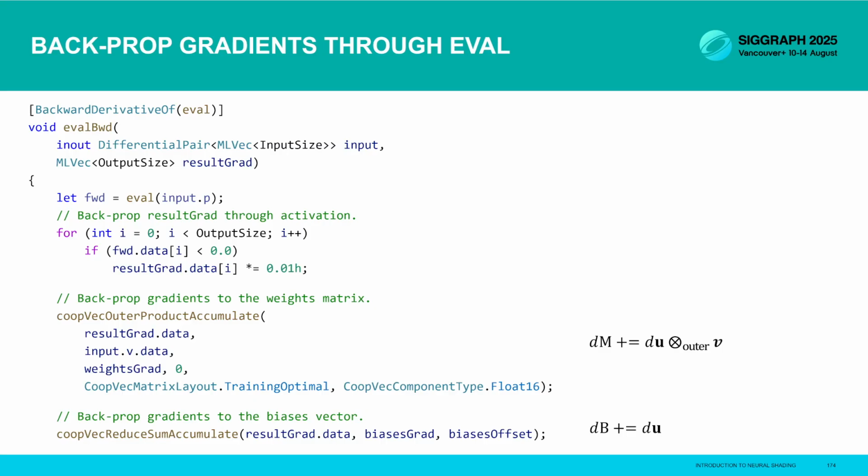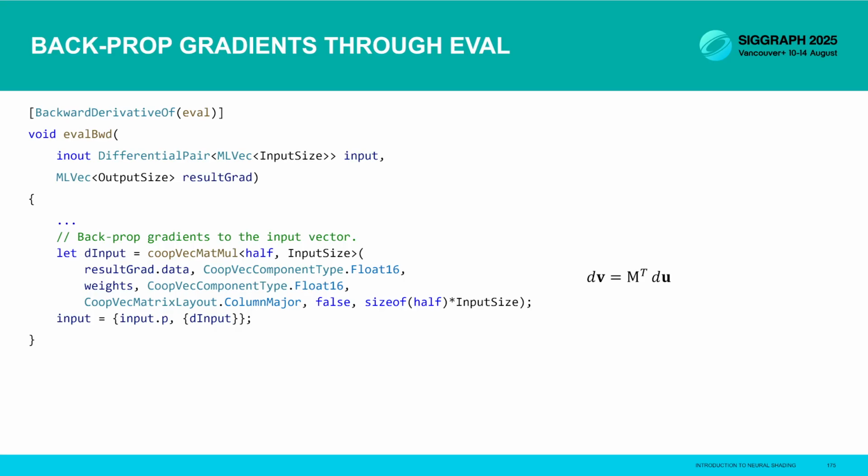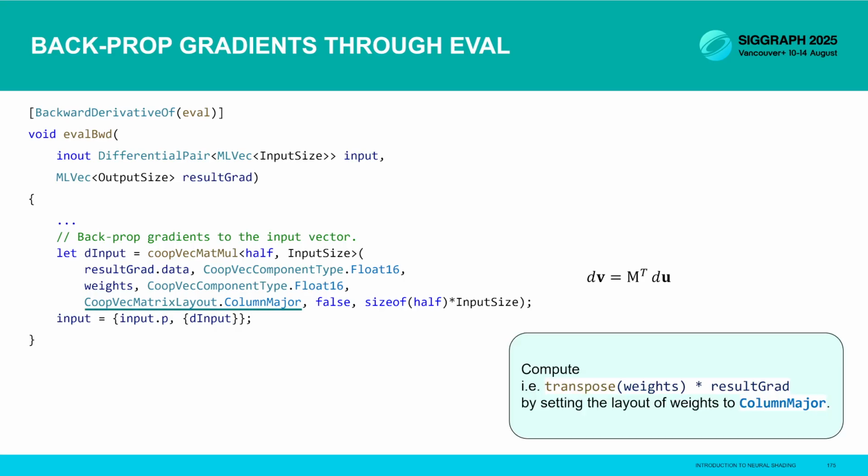Next, we will call the CoopVec reduce sum accumulate to propagate the gradients into the biases vector. And finally, we use the CoopVec matMul to do the transposed matrix vector multiply to get the gradients for the input vector. Note that here we achieve the transposition of weights by specifying the layout to be column major layout, where during inferencing we were specifying row major layout.